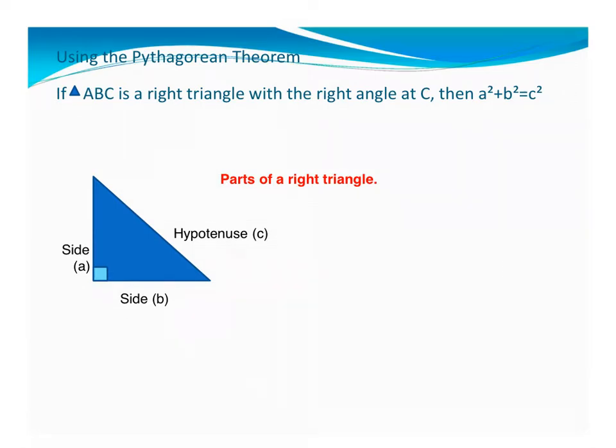Let's apply this to some geometry because I know we all love our geometry. You know, we miss the days of awesome geometry. So it says here, if triangle ABC is a right triangle with the right angle at C, then a squared plus b squared equals c squared. So remember that, the Pythagorean theorem.